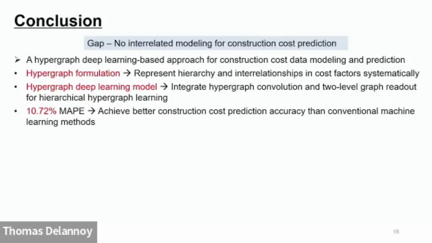In short, to address the gap on the lack of interrelated modeling for the construction cost prediction, we first propose a hypergraph formulation to represent the hierarchy and the interrelationships among these cost factors systematically. Then we develop a hypergraph deep learning model to integrate different mechanisms for the hierarchical hypergraph learning to have the end-to-end cost prediction. And finally, the result shows that it can achieve better cost prediction accuracy than the traditional machine learning models.